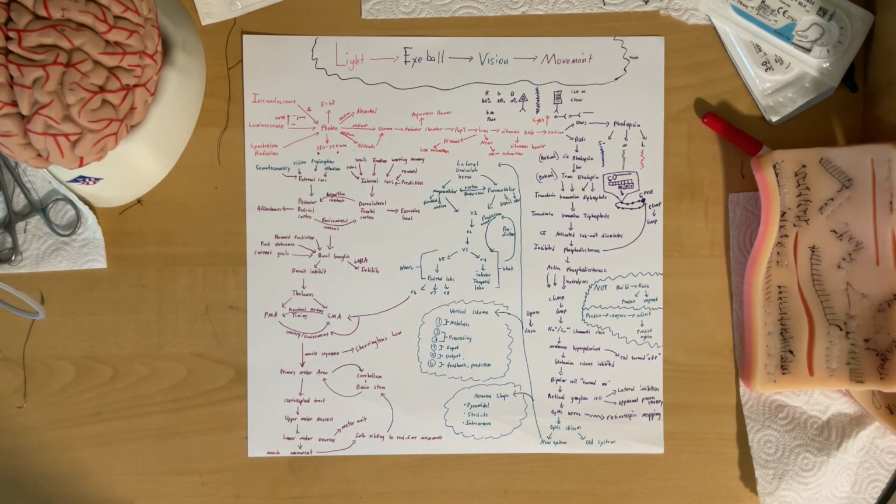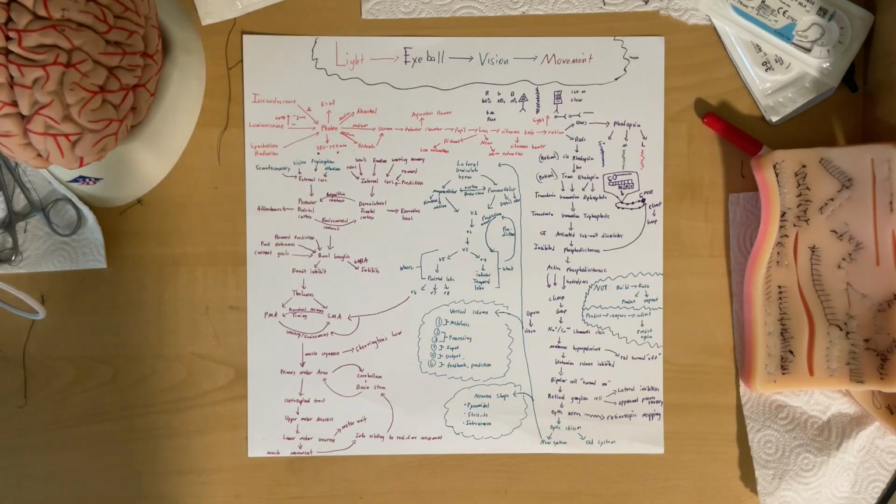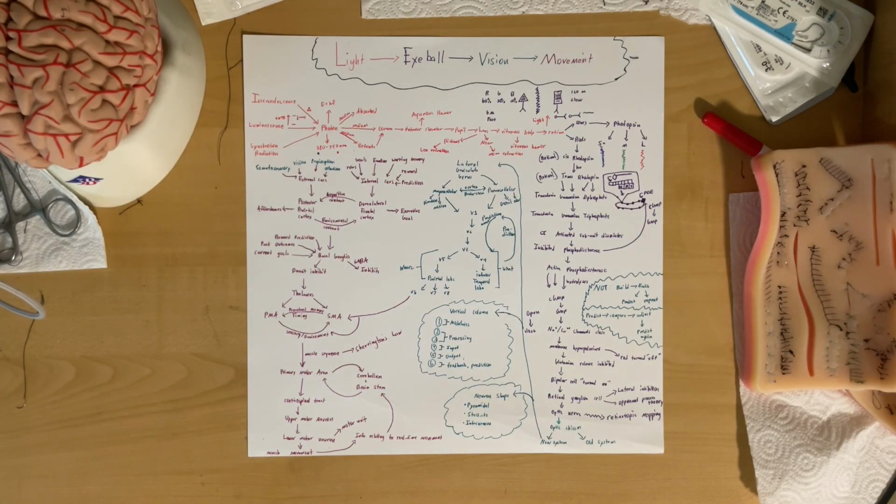And then V8 has to do not really with processing the image. It's the last one, hence the name V8. It has more to do with determining where the eyeball will look next. So like eye movement, using the eye muscles.